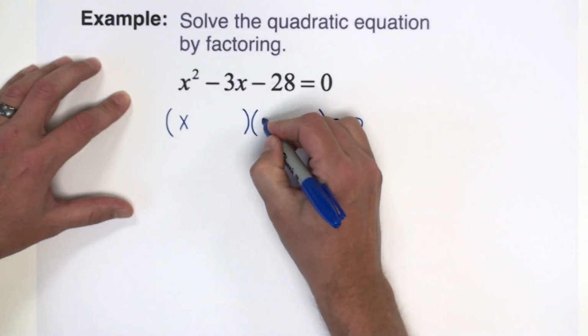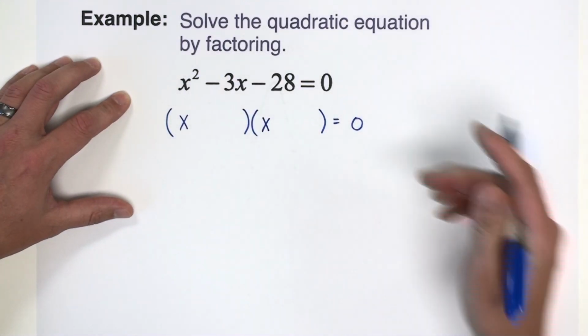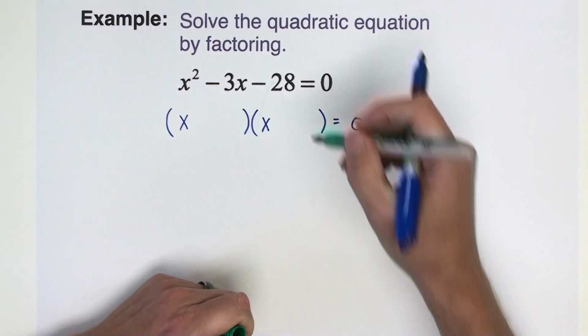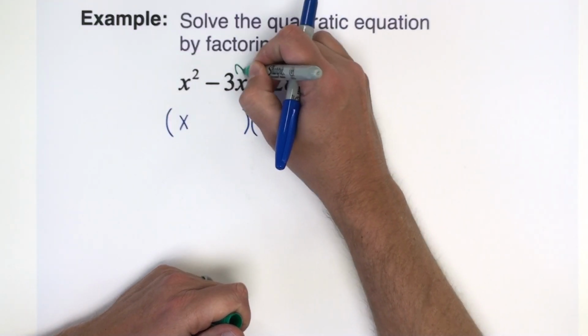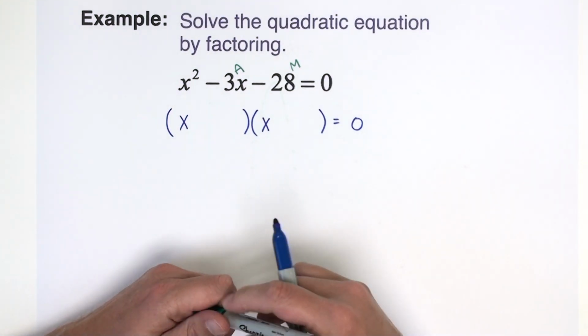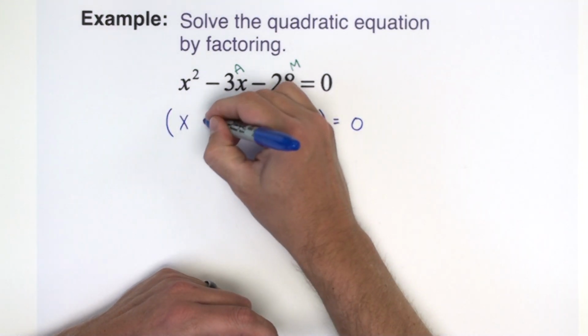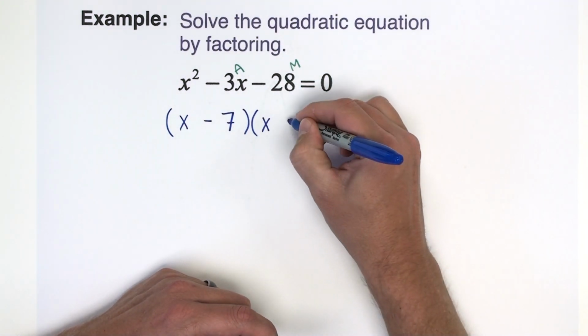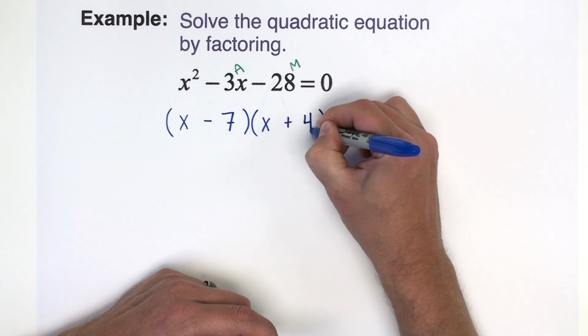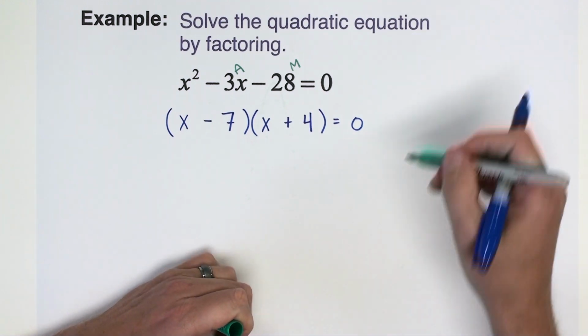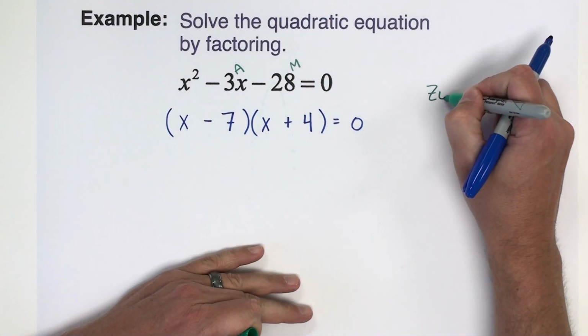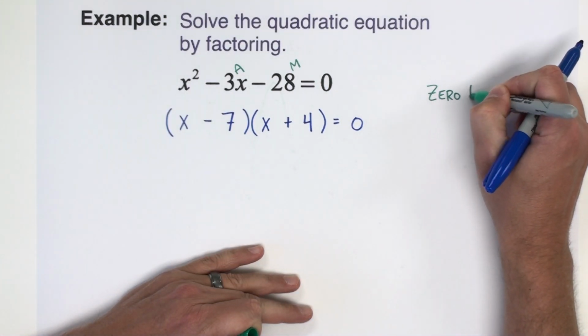X times x is going to get the x squared. And remember, you want numbers to complete this that multiply to negative 28 and add to negative 3. So we're going to use negative 7 and positive 4. Now, in order to complete this problem, we are going to use something that is called zero product property.